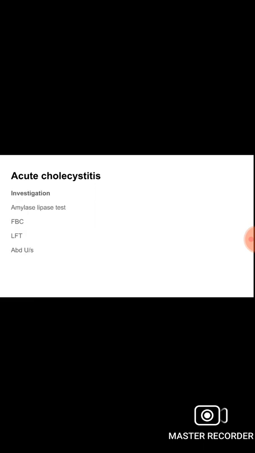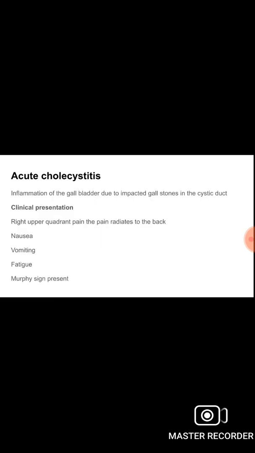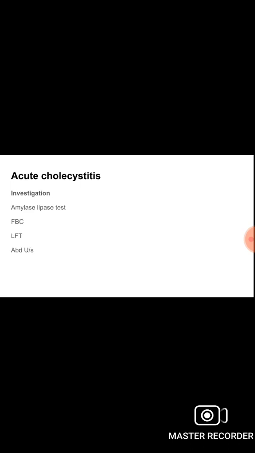Let's go back to the clinical presentations. The clinical presentations are the cardinal things that are going to lead you to want to do an abdominal ultrasound. So don't forget, when you have this clinical presentation, do an abdominal ultrasound, then the liver function test, full blood count, and amylase lipase test. These are supportive investigations. The investigation that is diagnostic here is ultrasound. I emphasize this again, abdominal ultrasound is the investigation of choice. Treatment includes laparoscopic cholecystectomy and open cholecystectomy.